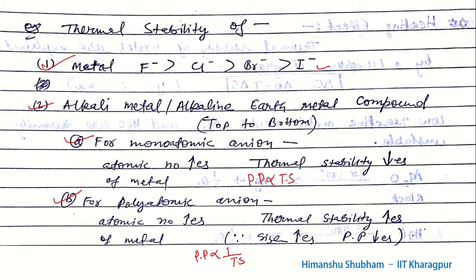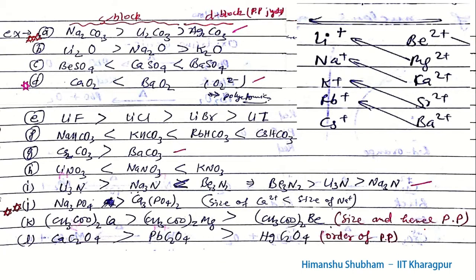Now let us do some questions so that we can gain confidence that whatever concepts we have learned are really helpful in solving problems. In the first part, we have to arrange these three compounds. First of all, whenever we deal with questions related to thermal stability, we must check whether we are dealing with polyatomic anion or monoatomic anion, because then we can apply the relationship, whether polarizing power will be directly or inversely proportional to thermal stability. In the first question, we are confirmed that this is the case of polyatomic anion. So the relationship that will be applied here is that polarizing power is inversely related to thermal stability.